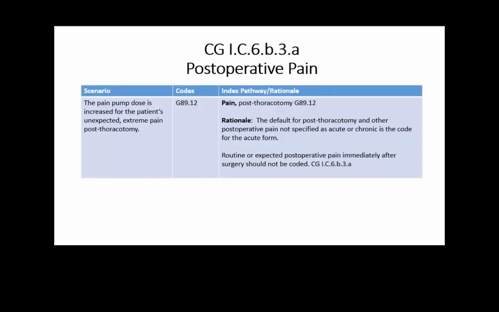Here's an example. Patient's pain pump. The dosage is increased for unexpected extreme pain post-thoracotomy. There is a pain code for post-thoracotomy, and the default one, because we're not saying if it's acute or chronic in this scenario, would code it. I can't imagine how much that hurts because you're actually going through the patient's chest, often going through the ribs, so it would have quite a bit of pain associated with a thoracotomy. That's why there's a unique code for it.